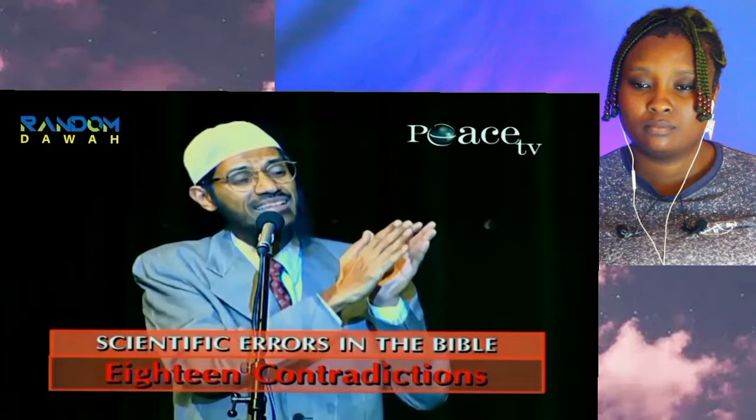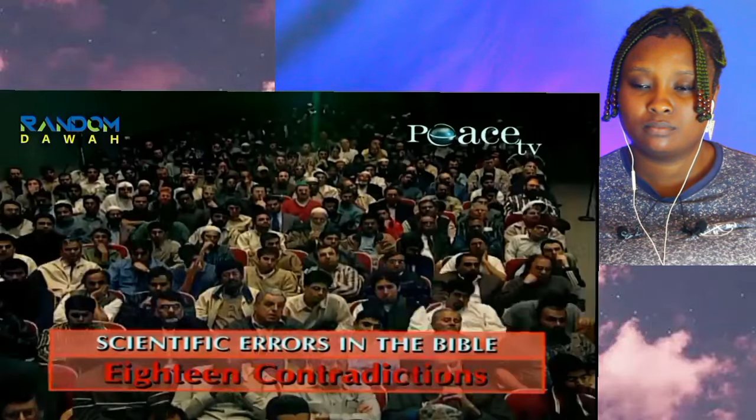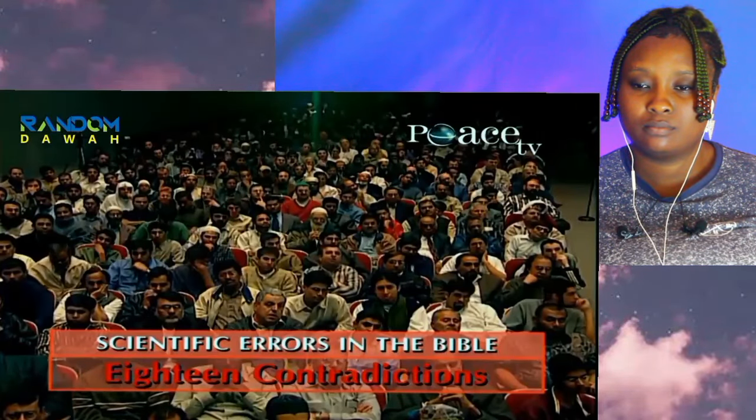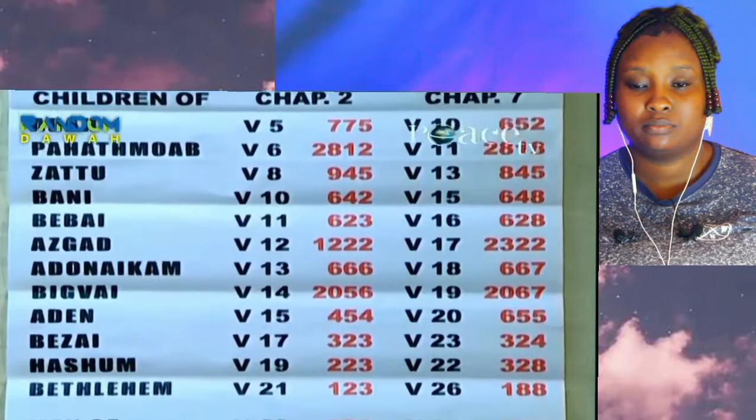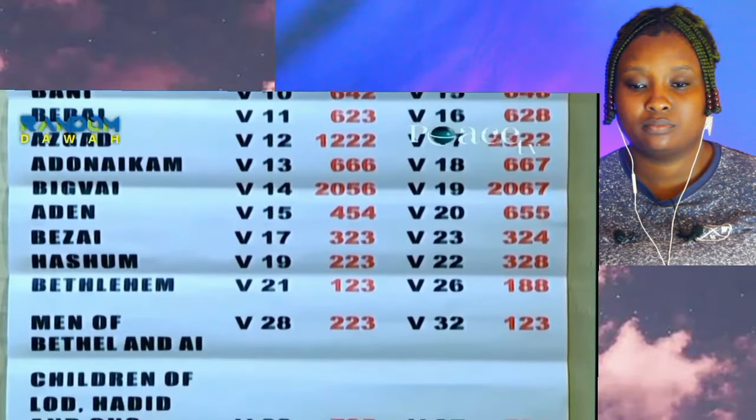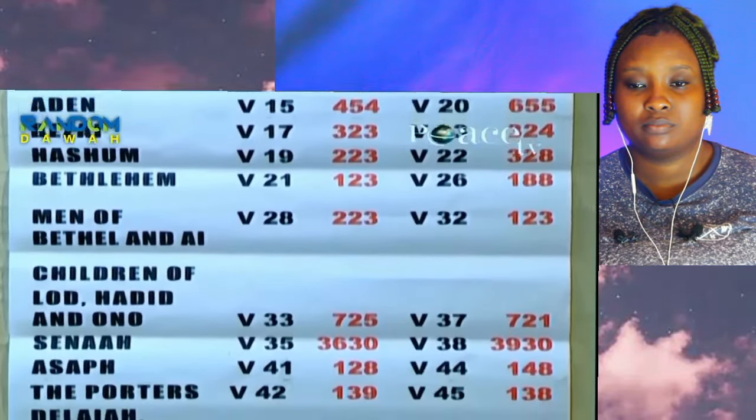In these 60 verses, there are no less than 18 times the name is exactly the same, but the number is different. There are no less than 18 contradictions in less than 60 verses of these two chapters. This is the list. I don't have time to run through the list. There are no less than 18 different contradictions in less than 60 verses.